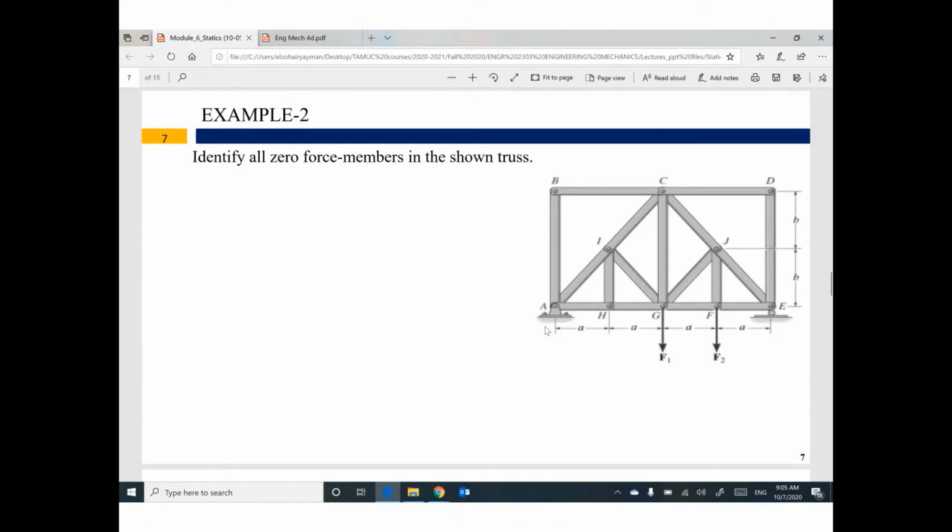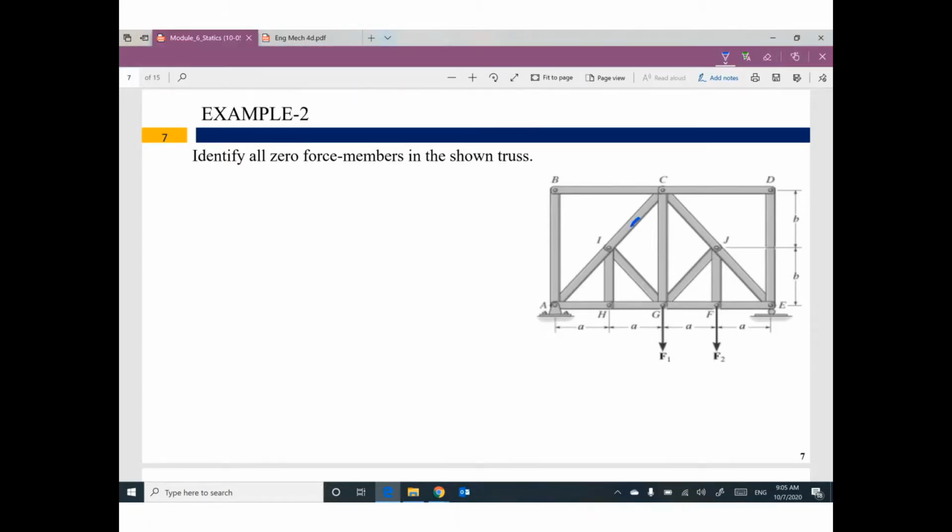How much force in this member, how much force in this member, how much force in this member. I told you last time, sometimes we have members with zero force. There are no internal forces in these members, which are called zero force members. Just to remind you, we have two cases. Do you remember?